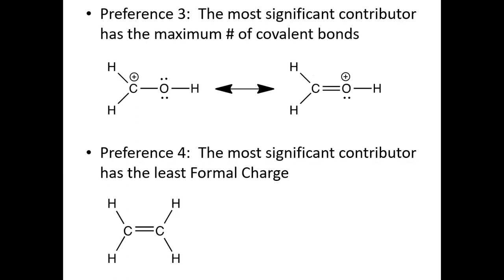Okay. Finally, preference 4, the most significant contributor has the least formal charge. So what I can do here, because why not make things fun, is move this onto this, like there. So now I have C here.